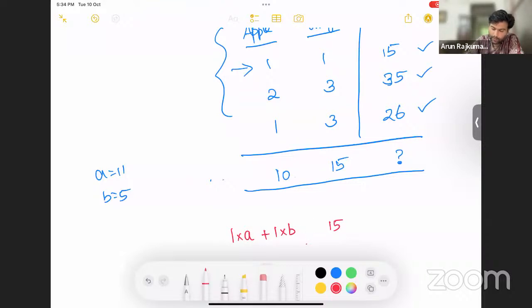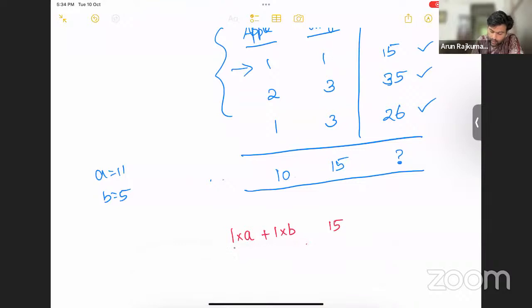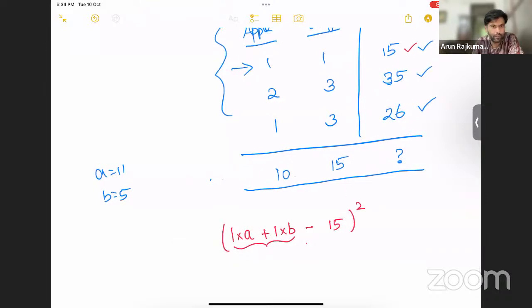This is my predicted price on day 1. If I put A and B, this will give me A plus B, and that would be my predicted price for day 1. But the actual price that my bill says is 15. Now I will look at the difference between these two and then square it. So if my prediction is also 15 for some choice of A and B, then this difference is 0. So I don't lose anything.